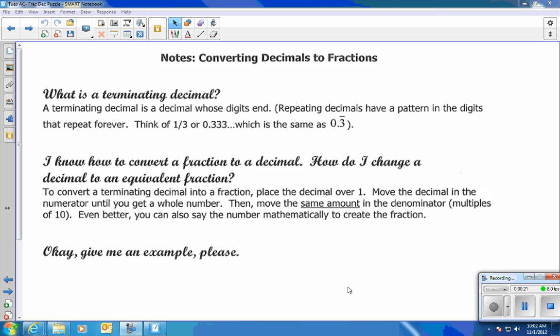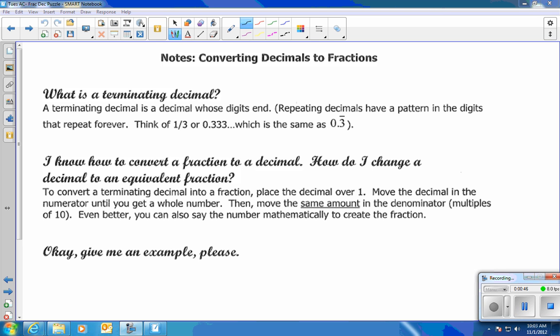So for instance, 1/3, if you compute that division, it ends up where the 3 just keeps repeating and repeating and going on and on and on. So of course, when we write that, we write the repeating component with that bar over the top. So to convert a fraction to a decimal, remember yesterday we divided. So how do you change a decimal to a fraction?